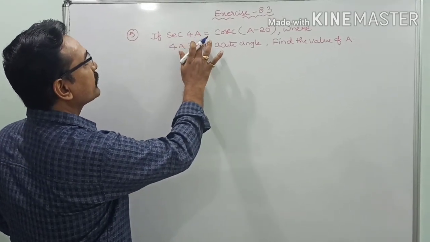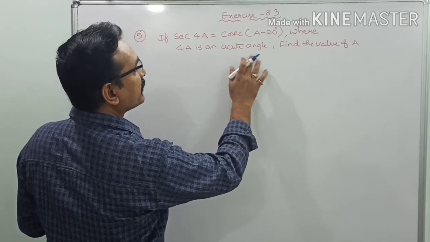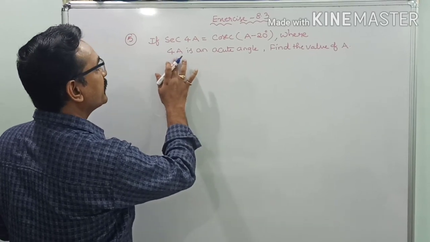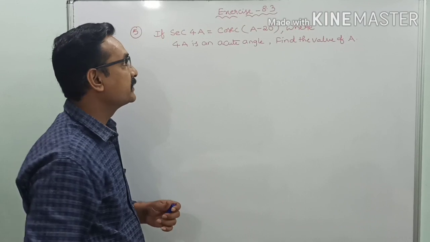Exercise 8.3, question number 5. Given here, sec 4A equals cosec of (A minus 20 degrees), and they are asking to find the value of A, where 4A is an acute angle. The meaning of an acute angle is that the angle should be less than 90 degrees.